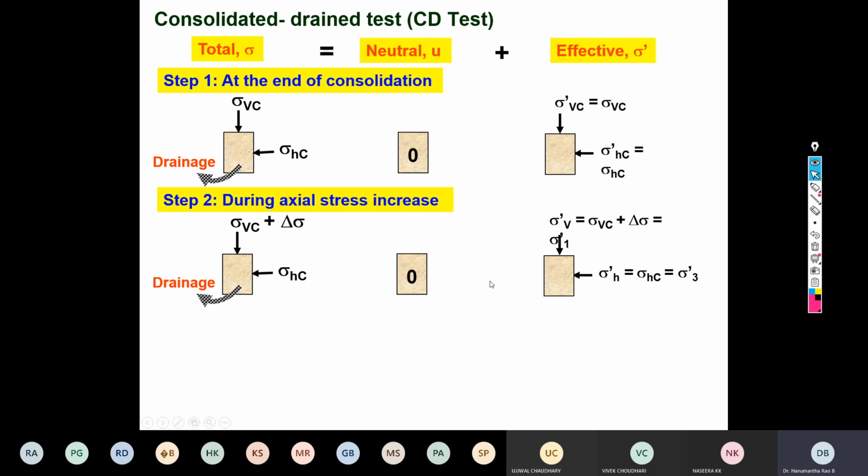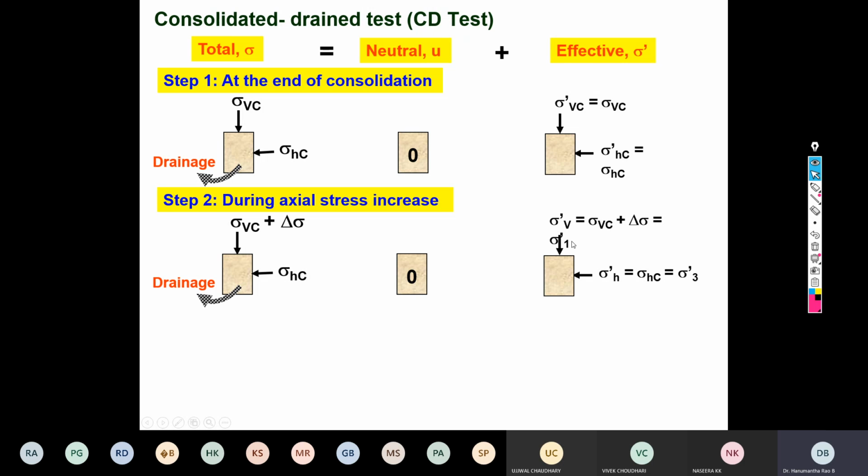So in this case, how do you measure the stress in the axial as well as the lateral direction? Here the confining pressure remains the same, that is sigma 3 remains the same. But since for shearing of the soil sample you apply deviator stress, your sigma 1 is nothing but the initial confining pressure sigma 3 plus the additional increment of stress, that is delta sigma. So sigma 1 is sigma vc plus delta sigma.